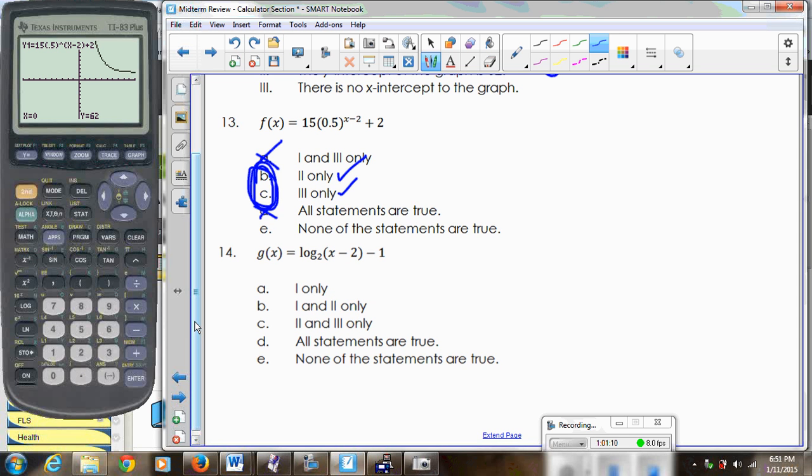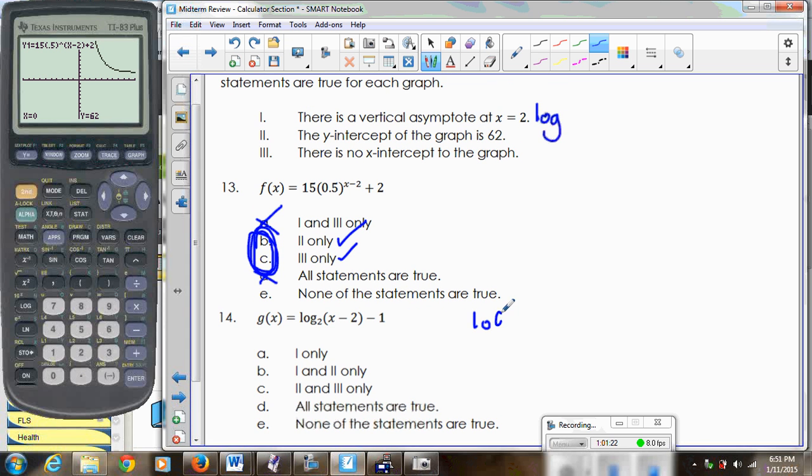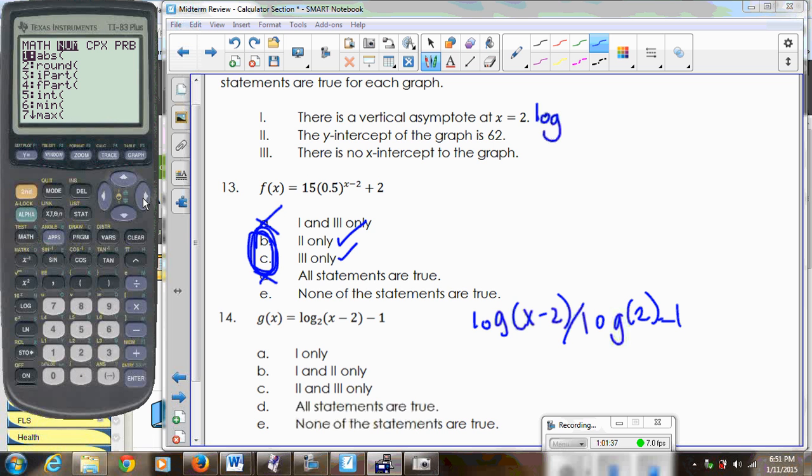Let's see, in number 14, now we're looking at a log function. We do have to be careful because we're dealing with a base 2. And so when I'm graphing, I have to remember I'm going to type the log of x minus 2 divided by the log of 2. Now, if you have one of the newer calculators, there's something about log with a base under the math button. The calculator that I'm using doesn't have it, so I actually have to use the change of base formula.